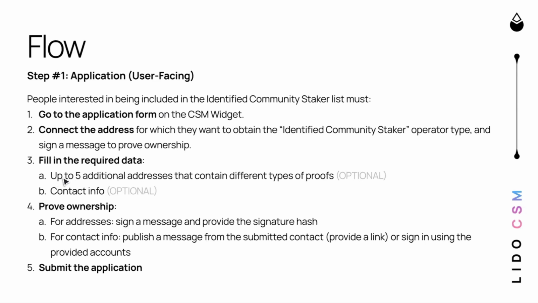And by data, we mean that there can be several Ethereum addresses that contain proofs of different types that I mentioned before. Then the contact info, which is also totally optional. Then prove the ownership of both the addresses provided and the contact info provided, and then submit the application. So that is it in terms of the application.